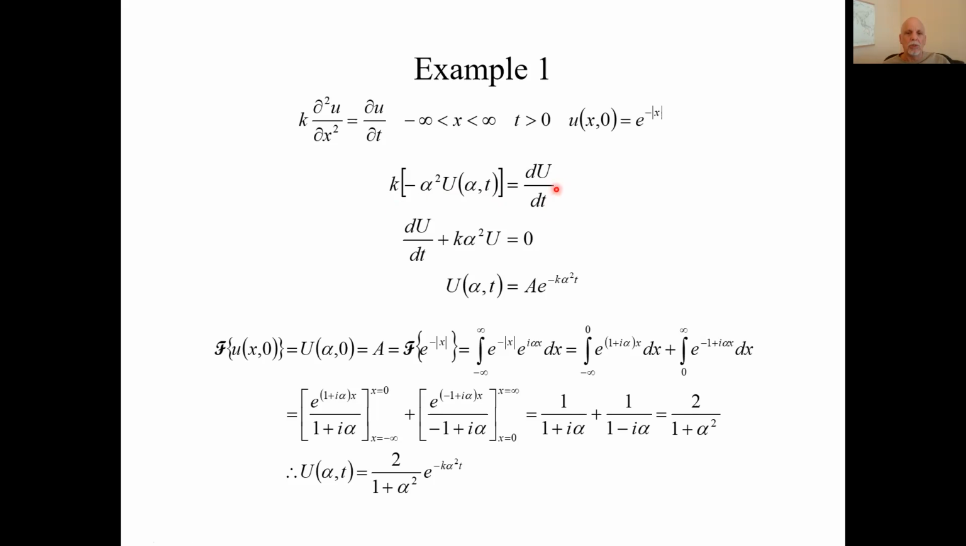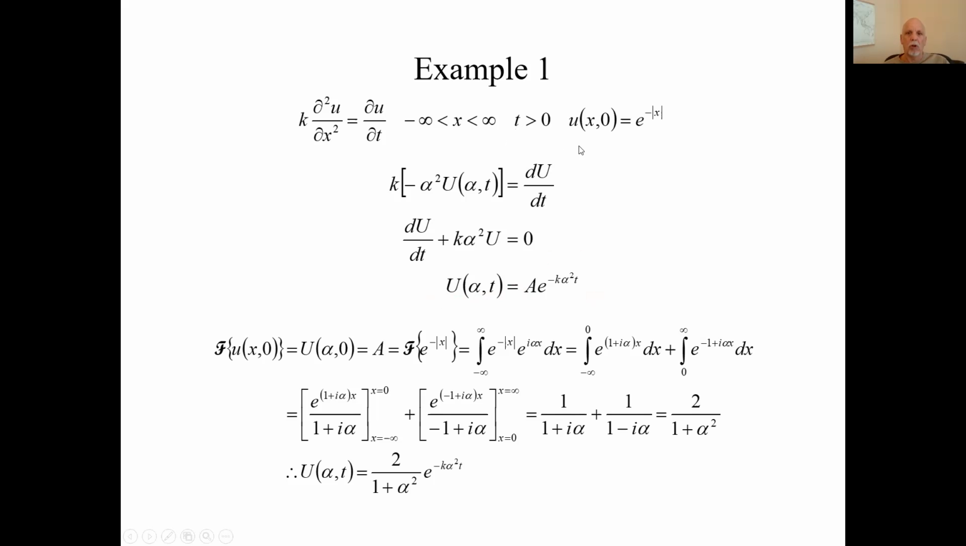Rearrange this, get everything on one side of the equation. I bring what's on the left over to the right and set it equal to 0. And I get the same familiar ordinary differential equation, and we know its general solution. So here is the format of the general solution of the Fourier transform of the answer. Not the answer, but the Fourier transform.